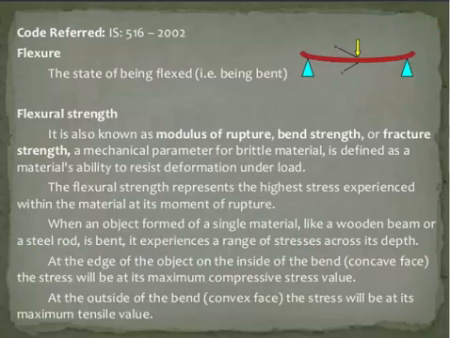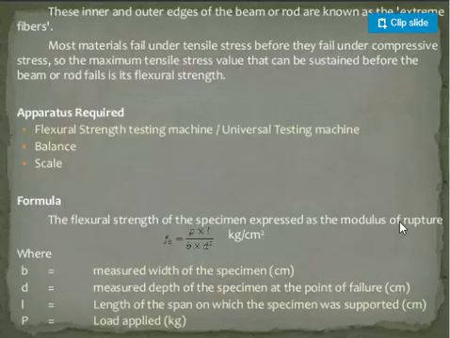And next, these inner and outer edges of the beam or rod are known as the extreme fibers. The outer and inner edges of that section on which the load is applied and the stresses are generated over the complete depth are known as the extreme fibers. Most materials fail under the tensile stress before they fail under the compressive stresses. So the maximum tensile stress value can be sustained before the beam or the rod fails in its flexural strength.